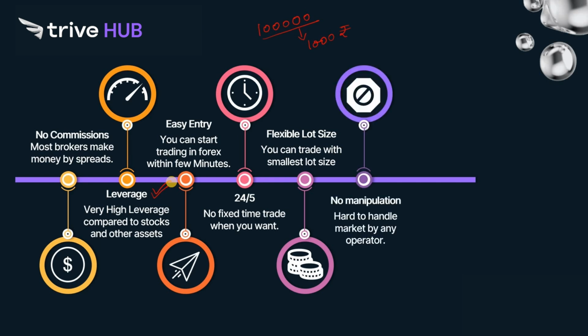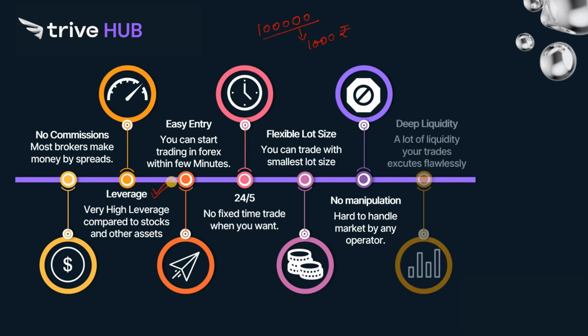The Forex market is very big, so it is very hard for any operator or big player to manipulate the markets to fluctuate wrongly. Of course, it has very deep liquidity. However big a position you have, it does not matter. It will get executed flawlessly, because buying and selling is constantly going on in the markets.